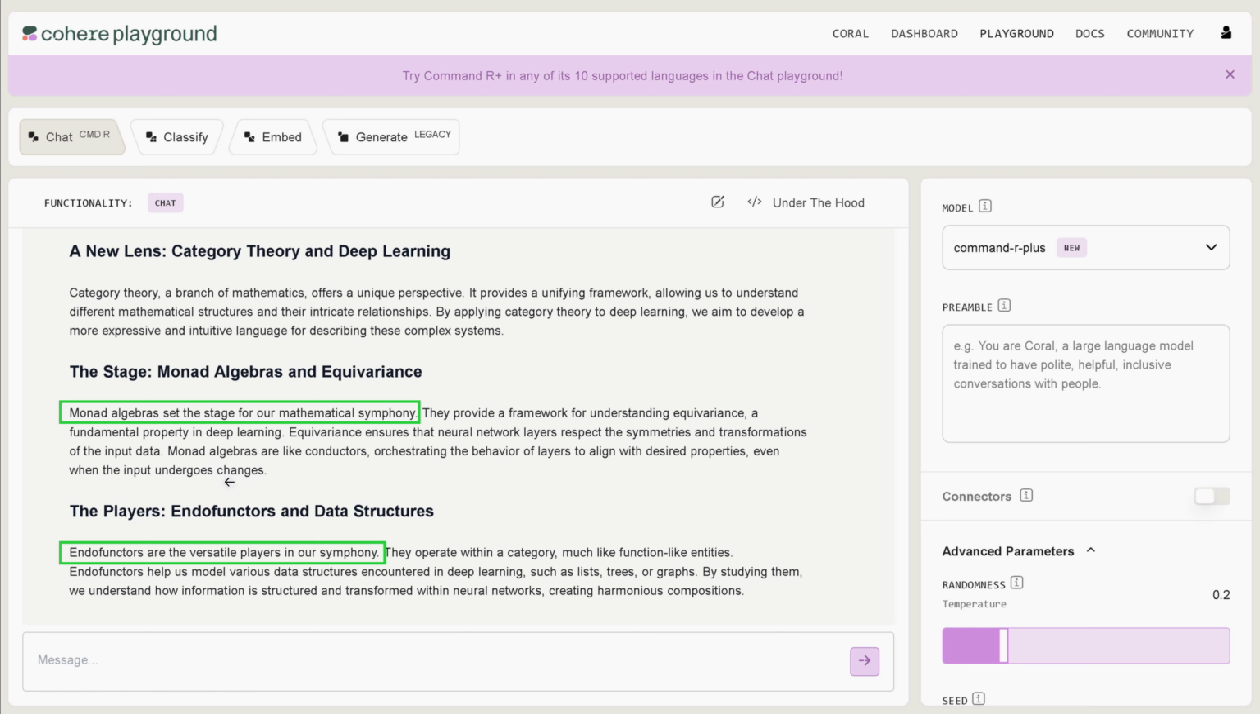Now, what are the players? The players are the endofunctors. Yes, those are versatile players in our symphony. Beautiful. They operate within a category, much like function-like entities, and they help us to model various data structures encountered in deep learning, like a graph structure.